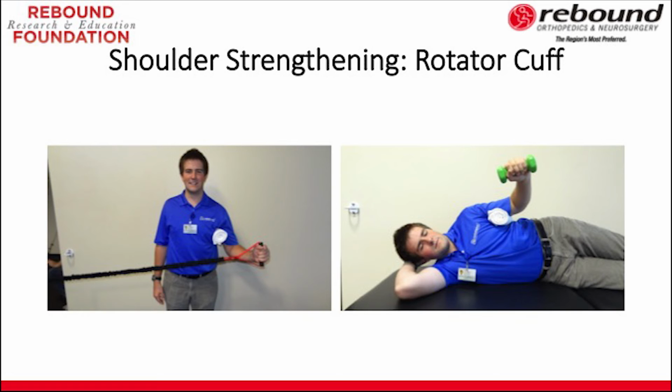Notice that he has a towel roll here. If you put a little bit of something just to give you some space under there, that allows for a little bit more space in the subacromial area. And so I encourage you to have a towel roll or some sort of pad under here when they're doing it, and then also making sure that you stay in a really neutral range.